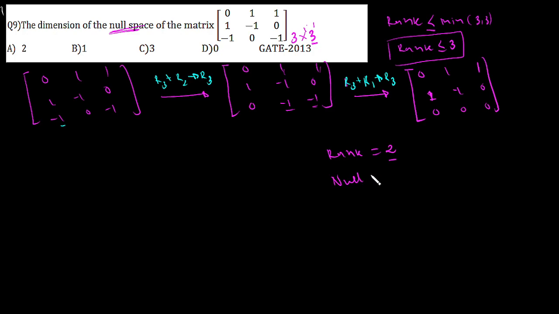This is represented by the null space. So here the null space is 1 because the rank is 2. So I can write a further conclusion like this: the rank of any matrix plus the null space, sometimes called nullity, gives me the dimension of the matrix, or in other words the maximum possible rank. So now the null space here is 1. So option B is the correct one.